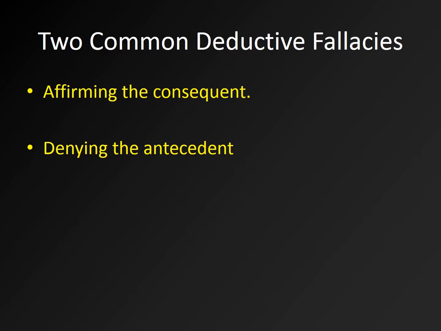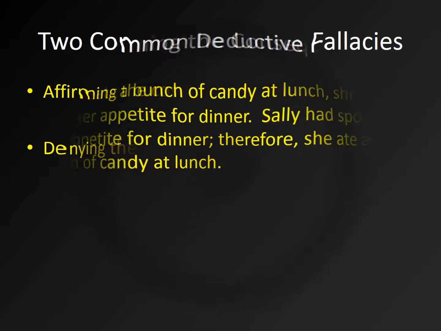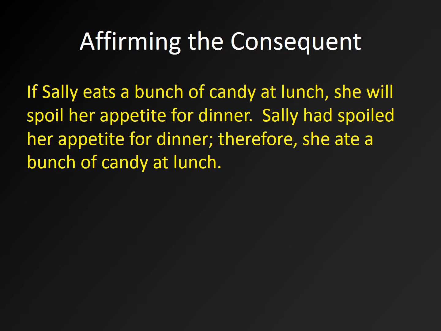Now for two common deductive fallacies, affirming the consequent and denying the antecedent. Affirming the consequent. Here's an example. If Sally eats a bunch of candy at lunch, she will spoil her appetite for dinner. Sally had spoiled her appetite for dinner, therefore she ate a bunch of candy at lunch. Remember, this is a fallacy, so it's not correct.